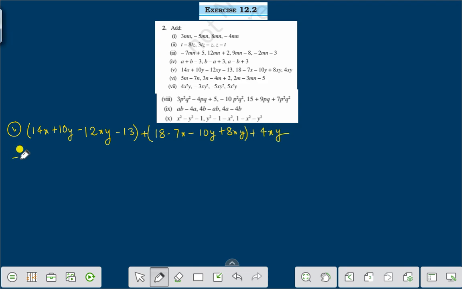Let us add these terms. First is 14x plus 10y minus 12xy minus 13 plus 18, plus minus is minus 7x, plus minus is minus 10y, plus plus is plus 8xy, plus 4xy, right?